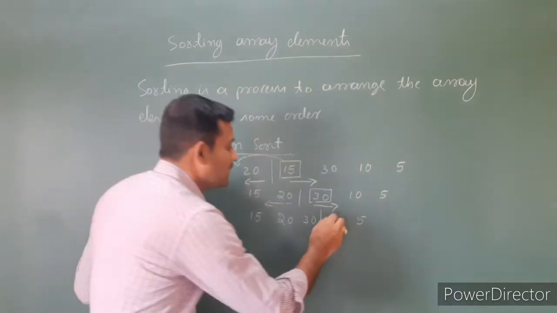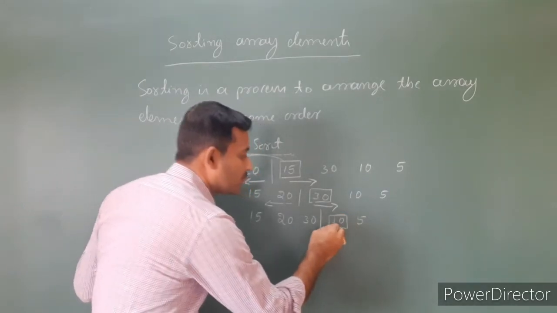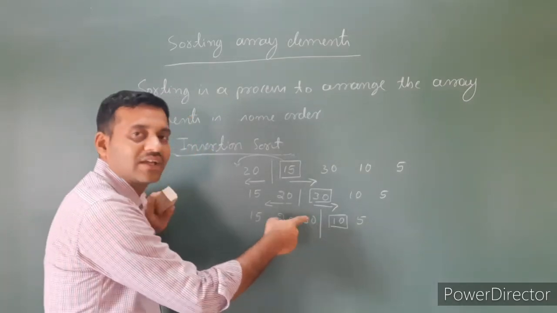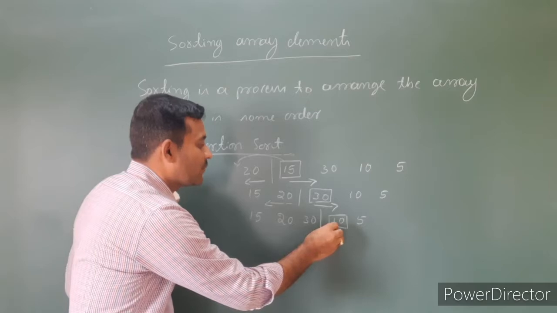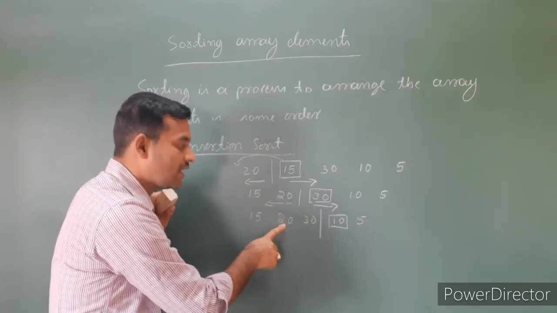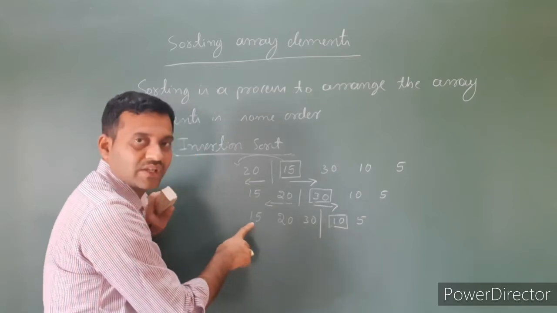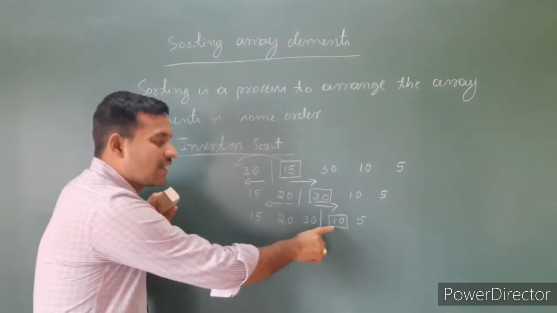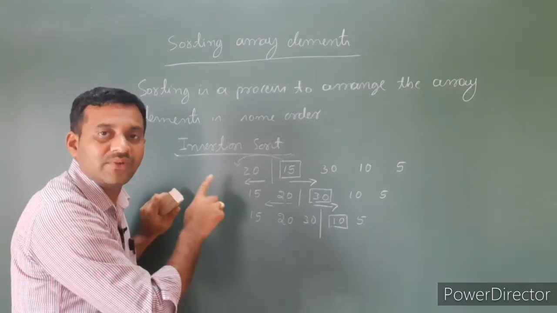Next we have to access the element from the unsorted portion, 10. So 10 is compared with the 30, 10 is less than 30, so hence we have to compare with 20, 10 is also less than 20, then 10 is compared with the 15, so 10 is less than 15, hence 10 is inserted before the 15.